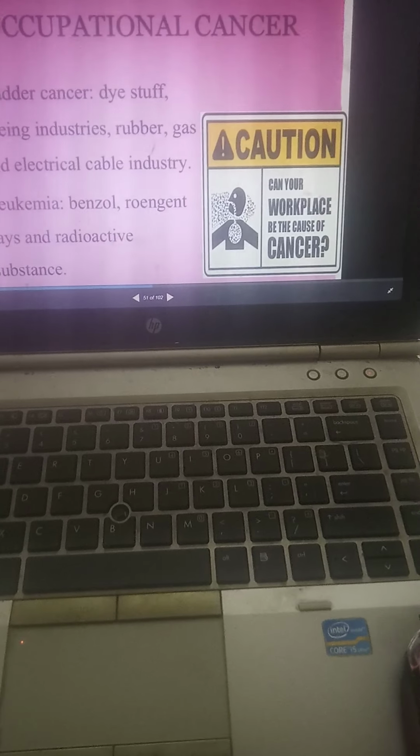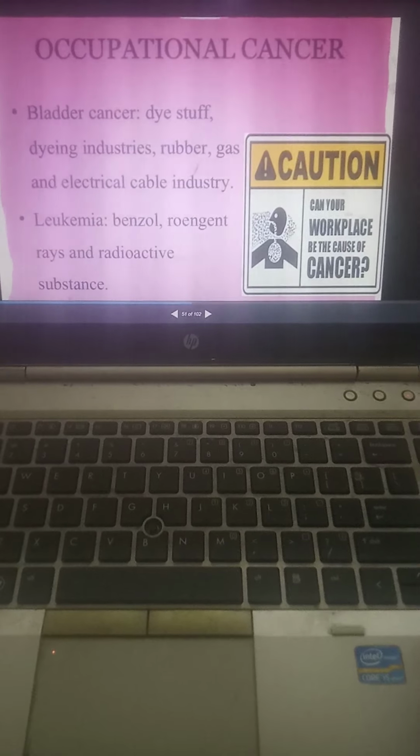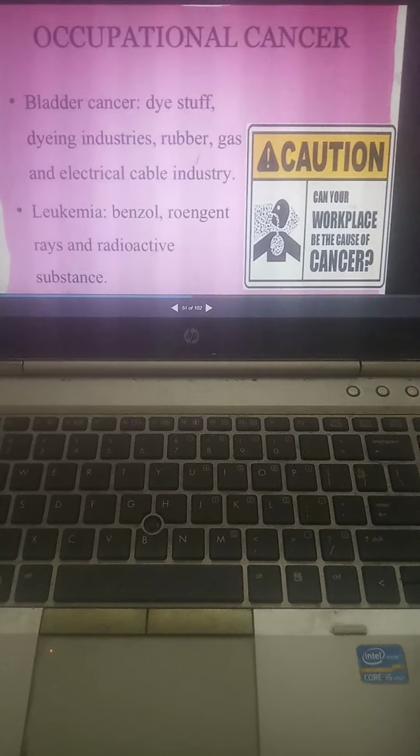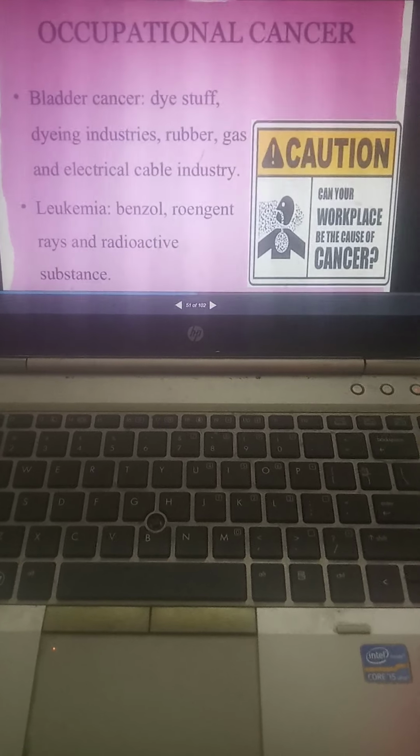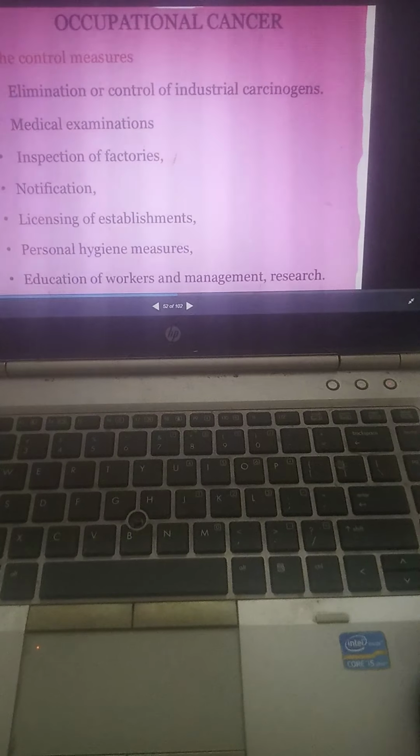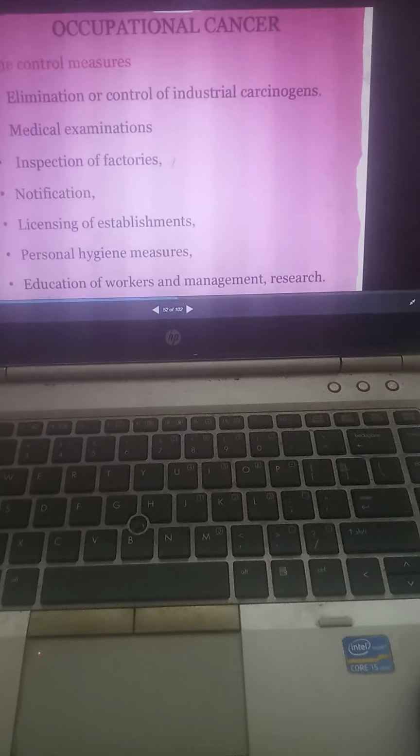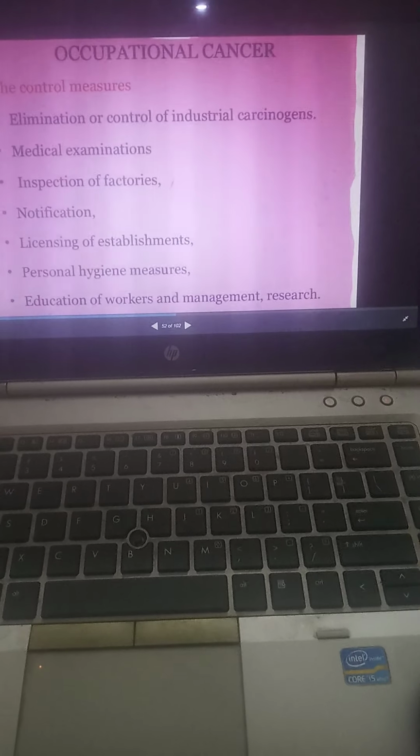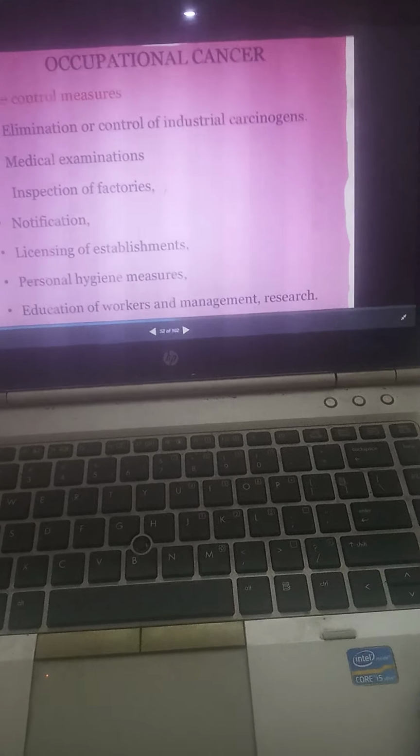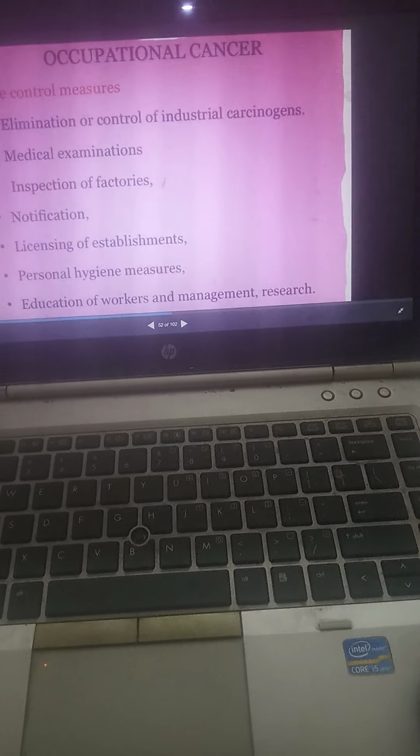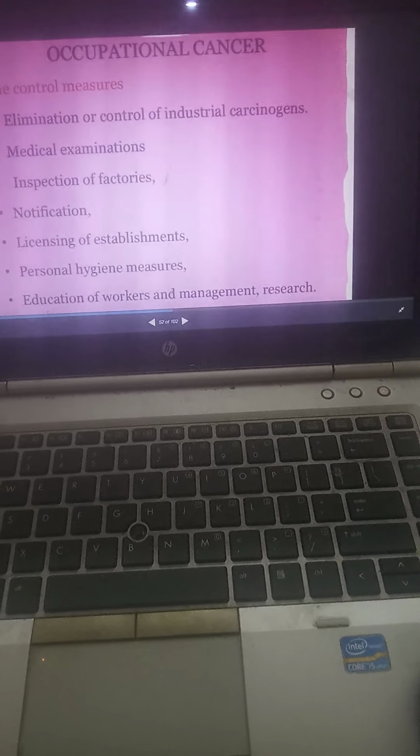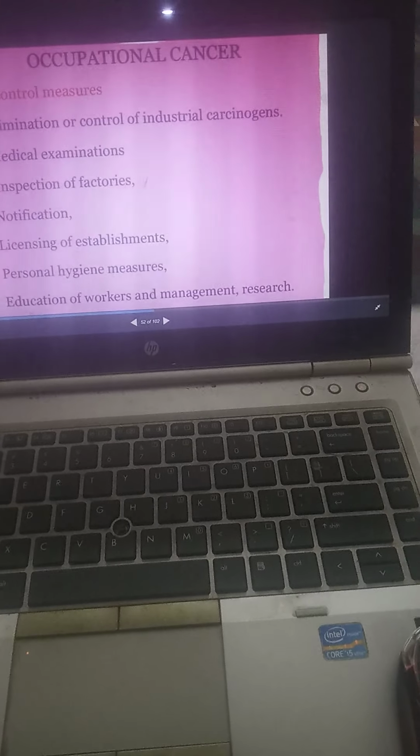Leukemia in the industries which work with benzol or radioactive substances, ionizing radiations, where radioactive material is being dealt with. Leukemia is common. Now, how can you prevent occupational cancers? The control measures are the elimination or control of industrial carcinogens, frequent medical examinations, inspection of factories, notification of diseases if it occurs, licensing of the establishment, personal hygiene measures, education of workers and management, and research.